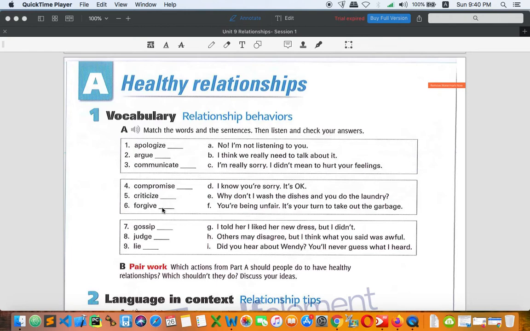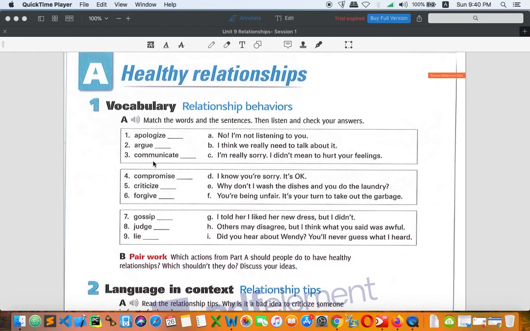Match the words and the sentences, then listen and check your answers. You can check your answers later by listening to this audio, okay? But let me explain a little bit about all of these words. So let's begin with the first one, apologize. I think you happen to hear the word apologize almost everywhere. When somebody makes a mistake and he or she knows that it's his or her mistake, then he or she has to apologize, has to say sorry.